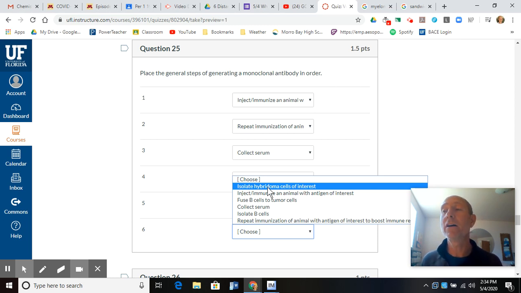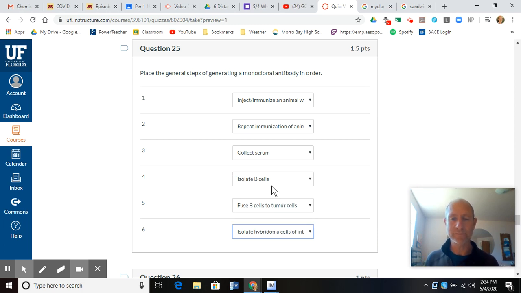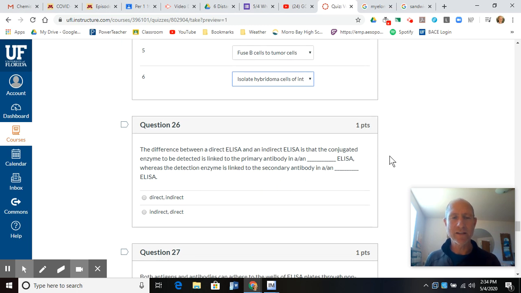And then you can use chromatography in order to separate those antibodies from all that other cell junk. And then you can use it as a drug or a diagnostic tool. Booyah. That's what's up.